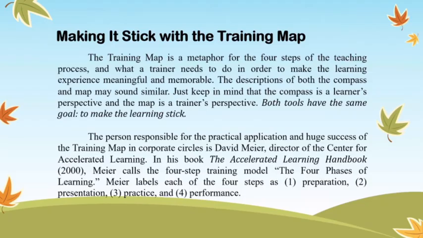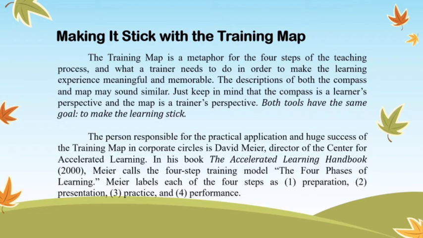Training map. The training map is a metaphor for the 4 steps of the teaching process and what a trainer needs to do in order to make the learning experience meaningful and memorable. The descriptions of both the compass and map may sound similar. Just keep in mind that the compass is a learner's perspective and the map is a trainer's perspective. Both tools have the same goal, to make the learning stick.